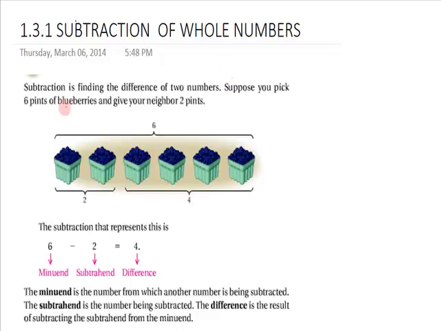Suppose you pick 6 pints of blueberries and give your neighbor 2. What do you have left? Well, the subtraction that represents this is 6 minus 2 is 4. I know you're comfortable with that.